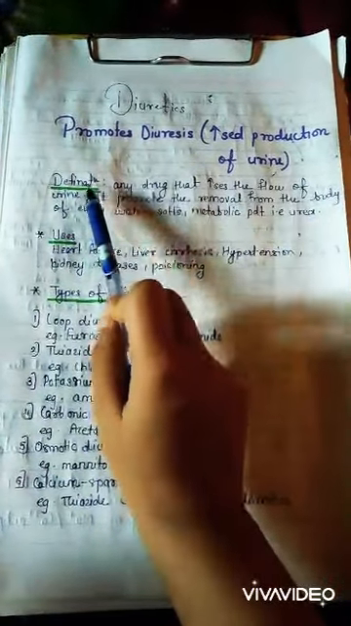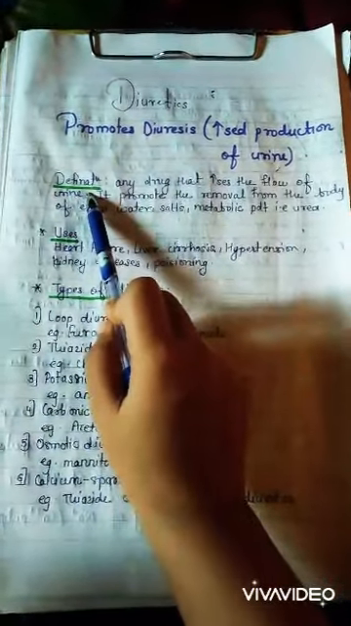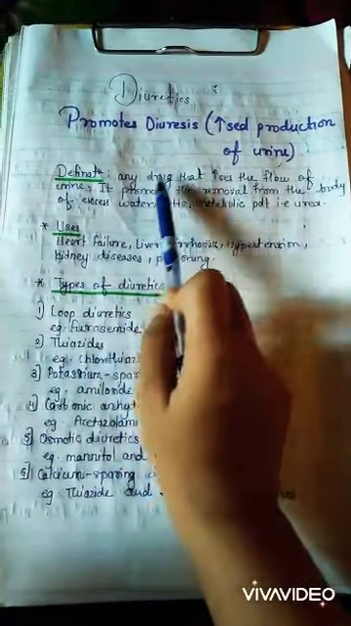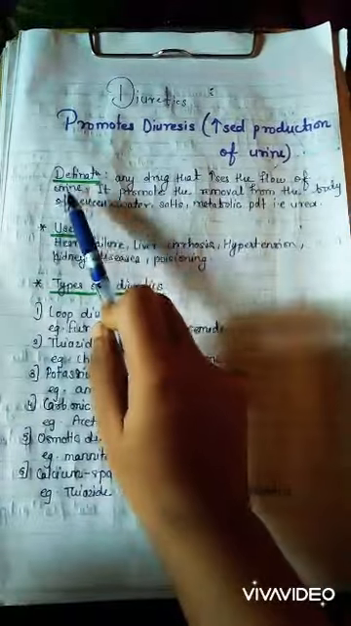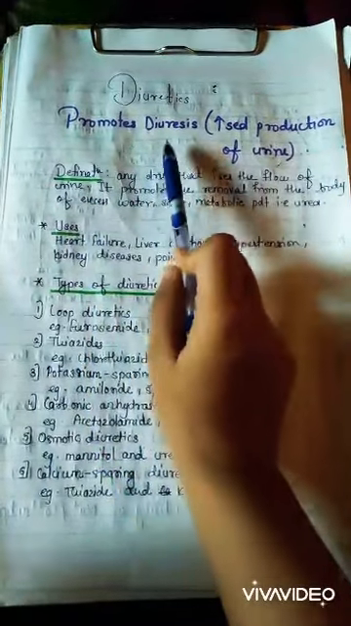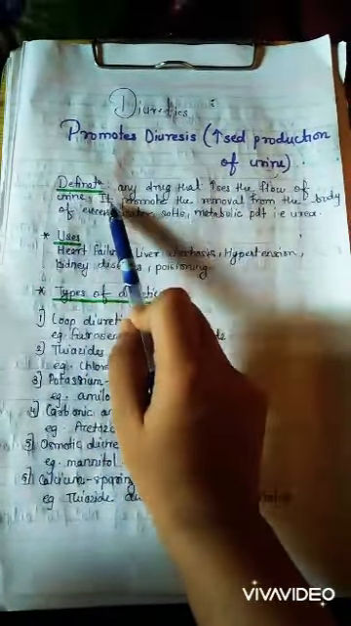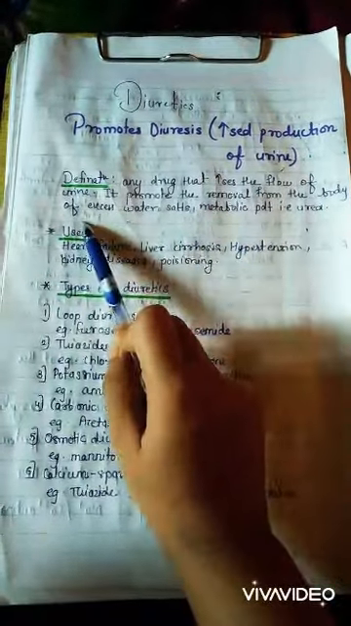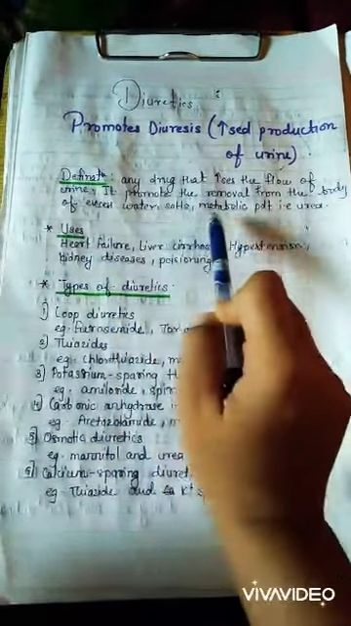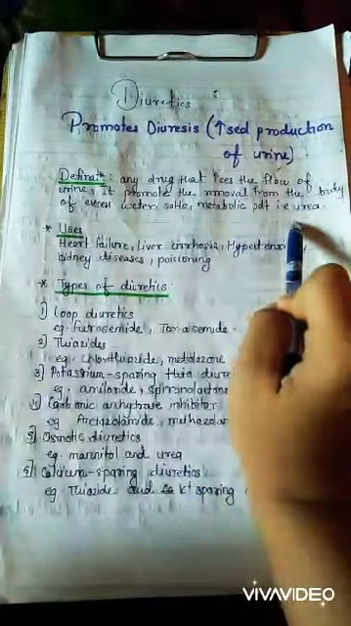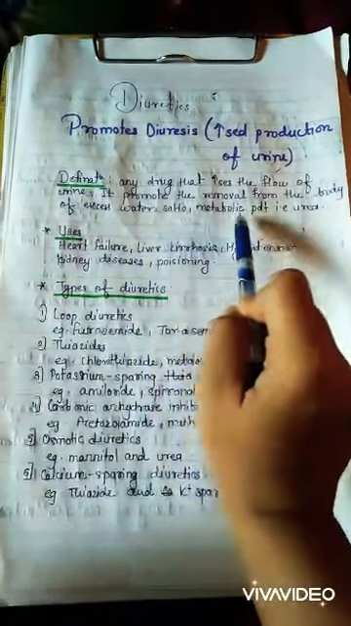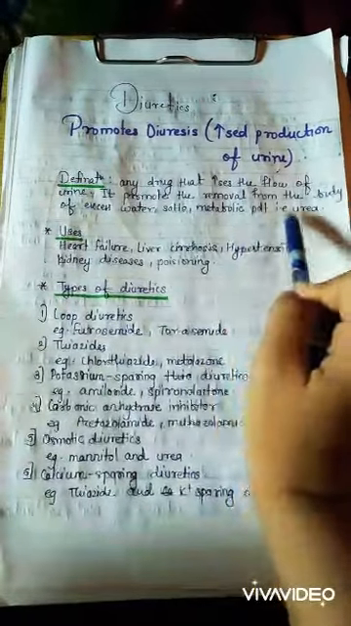Okay, so what is the definition of diuretic? Diuretics are the agents, any drug that increases the flow of urine, that is, it increases diuresis. It promotes the removal from the body of excess water, salt, and metabolic product, that is urea, because urine contains water, salt, and metabolic product, that is urea.